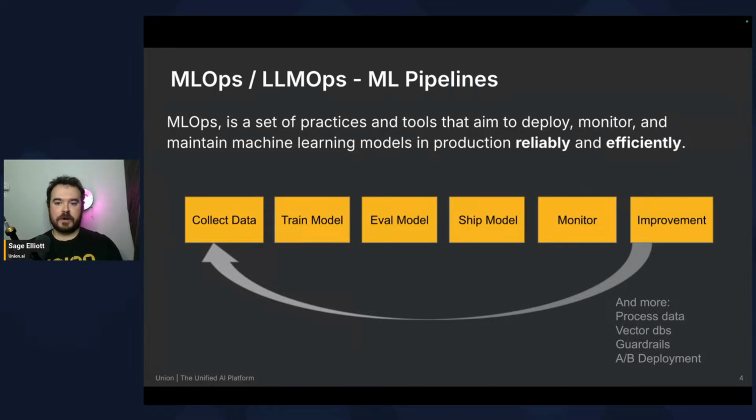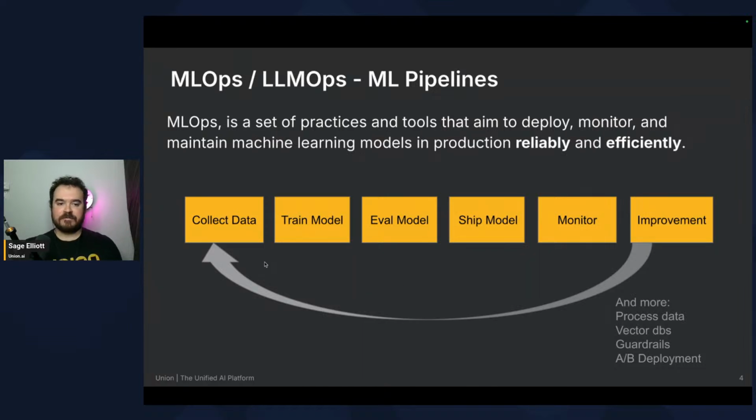All right, so a quick intro to MLOps, or now you might be hearing the term LLM ops, which is MLOps but specific to LLMs. Today we're not using LLMs. We will be in another workshop though. MLOps is the set of practices and tools that aim to deploy, monitor, and maintain machine learning models in production, and I like to think of it as reliably and efficiently. That's why you want to implement a good MLOps infrastructure.